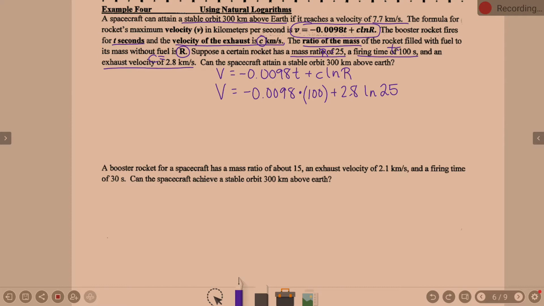Okay, guys. Did you get that real quick? 100 was time. I put 100 in for T. C, exhaust velocity, was 2.8. Natural log of R. R is mass ratio. That's 25. You can put this all in your calculator at once. I encourage you to try it. What did we get? 8.033? I have 8.03 written in my notes.